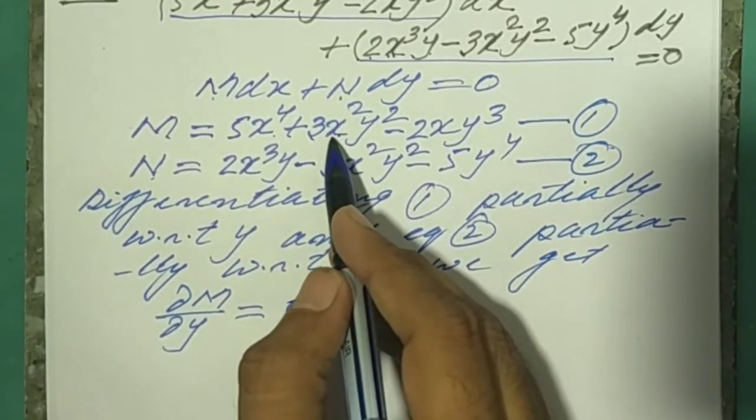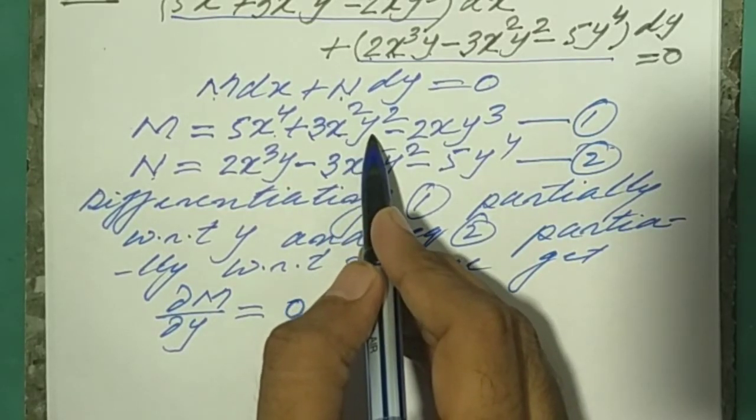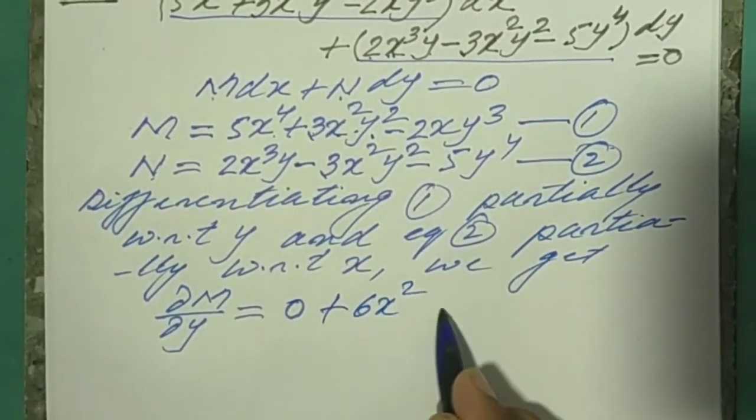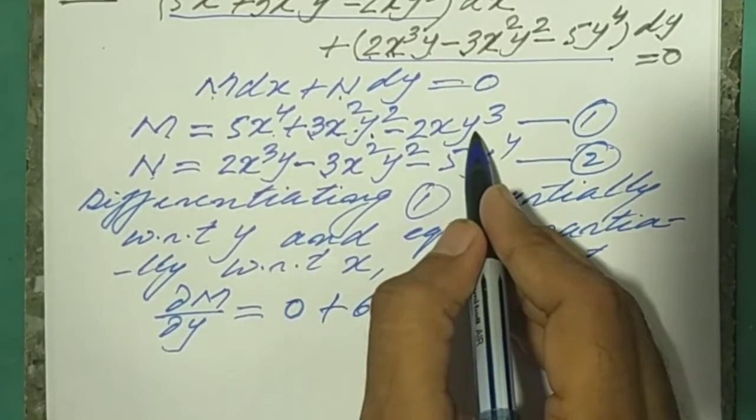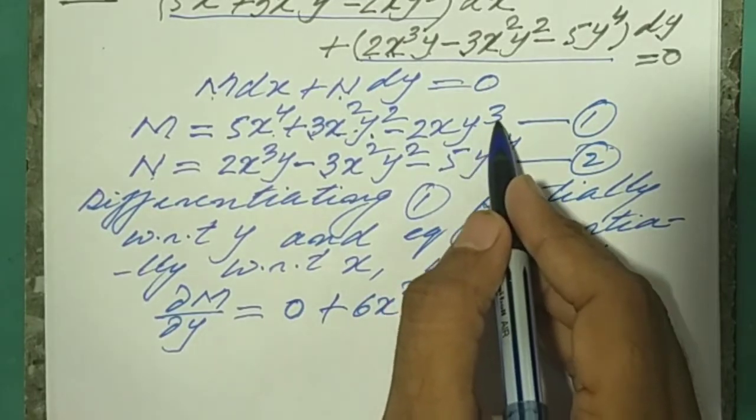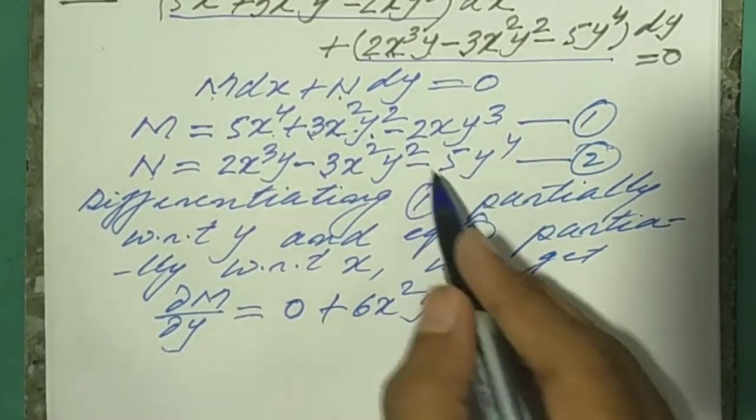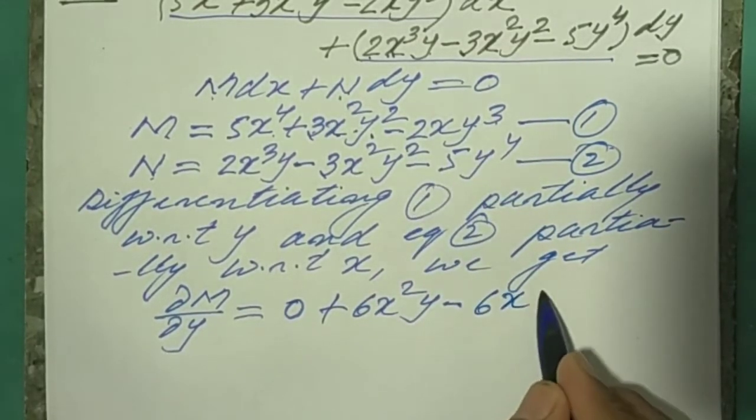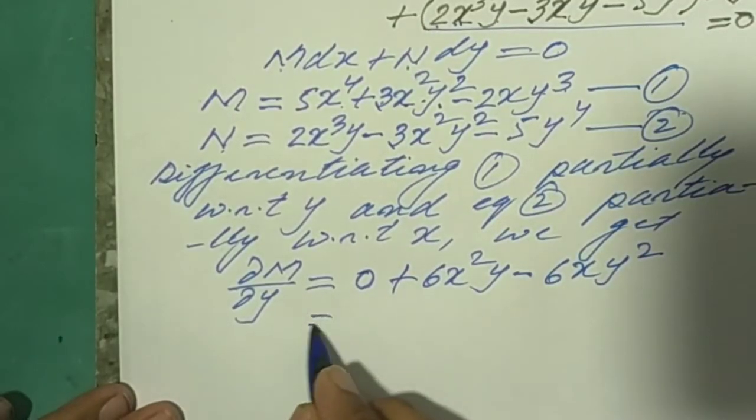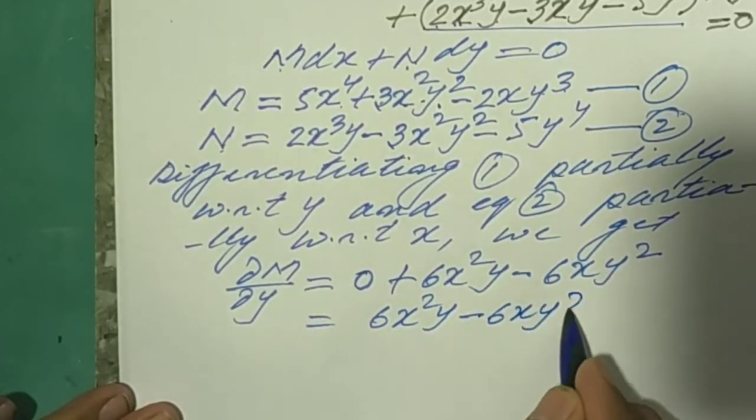In the next term, x square is considered to be constant and the differential of y square is 2y, so it becomes plus 6x square y. In the next term y cube is there, so the differential of y cube will be 3y square, and 2x is considered to be constant, so minus 3 times 2 is 6x y square. So we get 6x square y minus 6x y square.